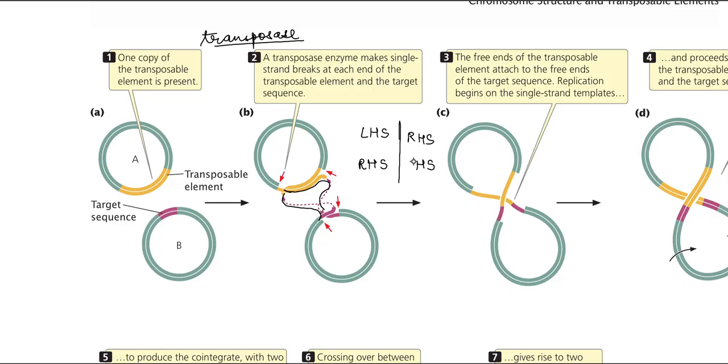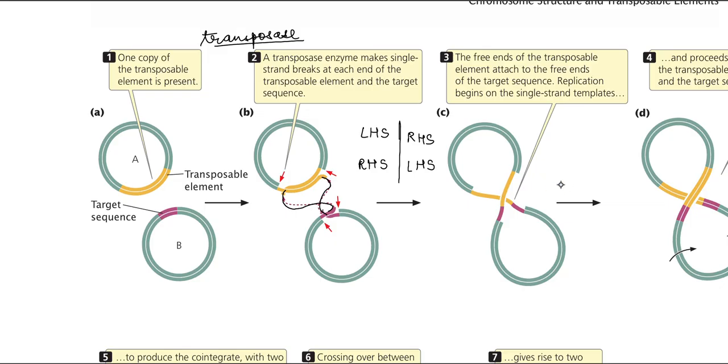Left hand side combines with right hand side, and right hand side combines with left hand side. So basically what happens here, when the breaks have been made, this particular strand of DNA, the right hand side, will combine with the left hand side, and this left hand side will then combine with the right hand side of the particular DNA.